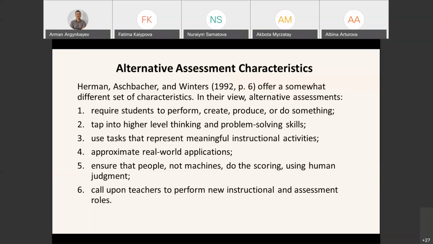Ensure that people do the scoring using human judgment. It might be true for essays, because nowadays we have some programs that evaluate even essays. So they say that it must be human evaluation, because a machine cannot see all the nuances, all the beauty of the paper. Call upon teachers to perform new instructional and assessment roles. It could be self-assessment, peer assessment, feedback.